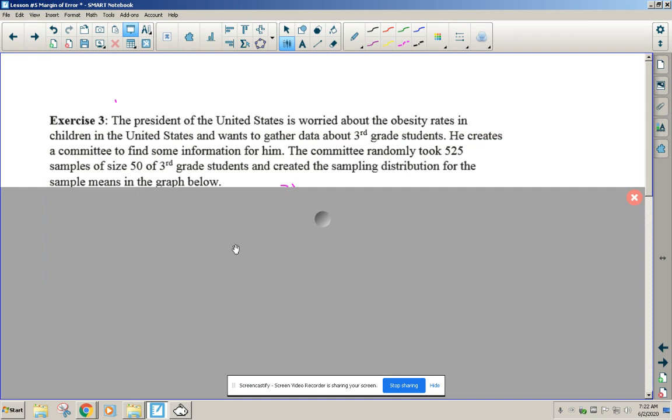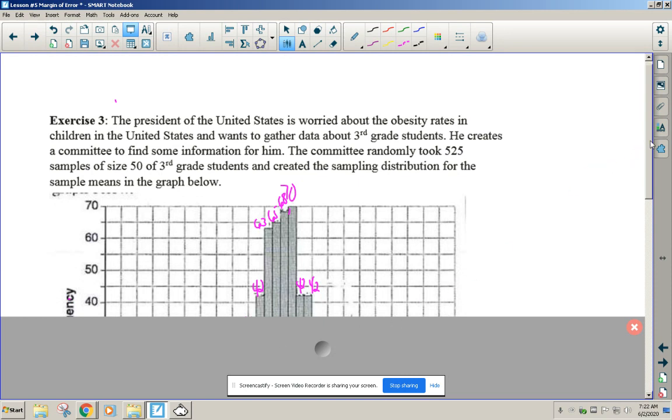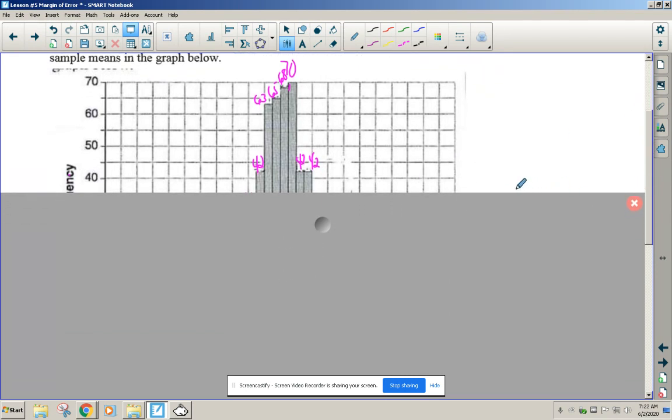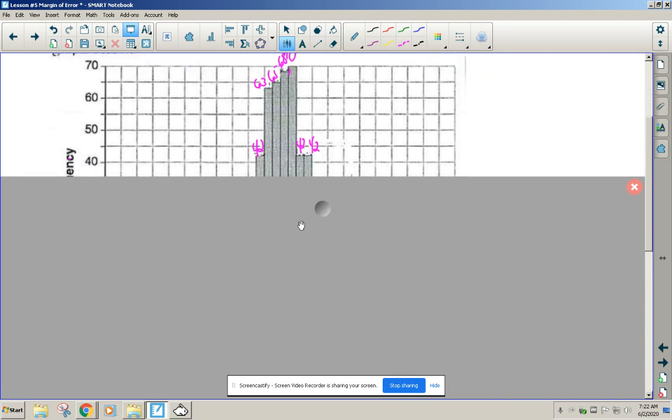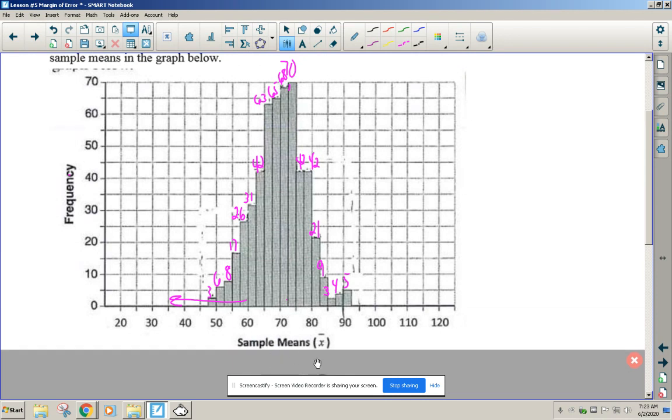So let's take a look at some actual data that we use. You might remember that First Lady Michelle Obama was really concerned about the way kids were eating, and so this data is actually from some of the statistics that they used. So I thought it would be pretty interesting to use now. Third graders, and they were looking for the obesity rates in third graders, and we get this chart. So these are sample means.